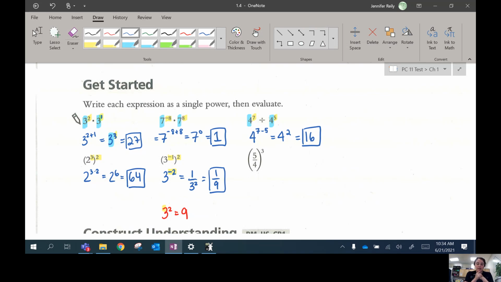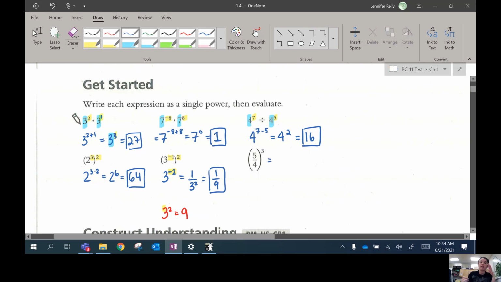And the last little example here is a reminder of what to do when you have a fraction that you're taking an exponent of. So 5/4 to the power of 3. What you would do here is multiply 5 3 times and multiply 4 3 times. So this would be 5 times 5 times 5, which is 125, and 4 times 4 times 4, which is 64. Not just the top and not just the bottom, but both. Okay, so that was our little review.